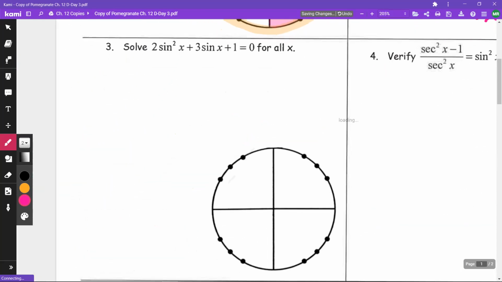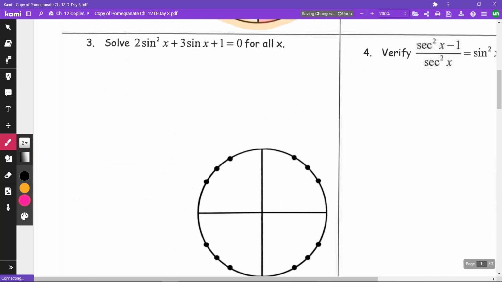On number 3, this is one that I want to factor. So if you want to think of this as, let's say, 2w squared plus 3w plus 1 equals 0, you can think about it this way. So this would be like a 2w and a w equals 0. Trying to multiply and get a 1. So this has to be a 1. That has to be a 1.